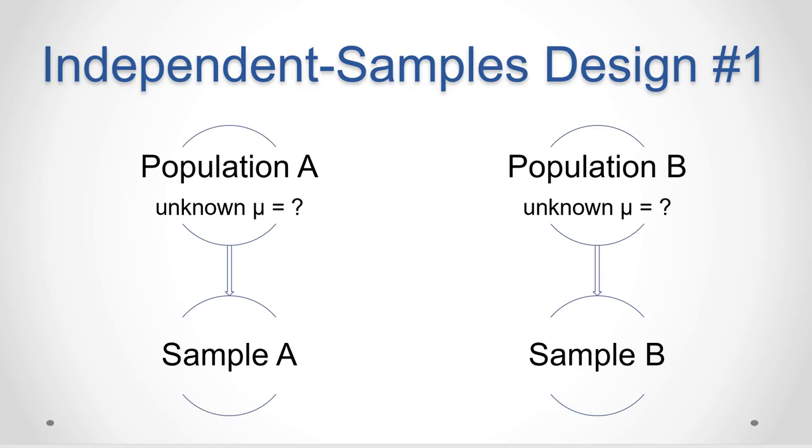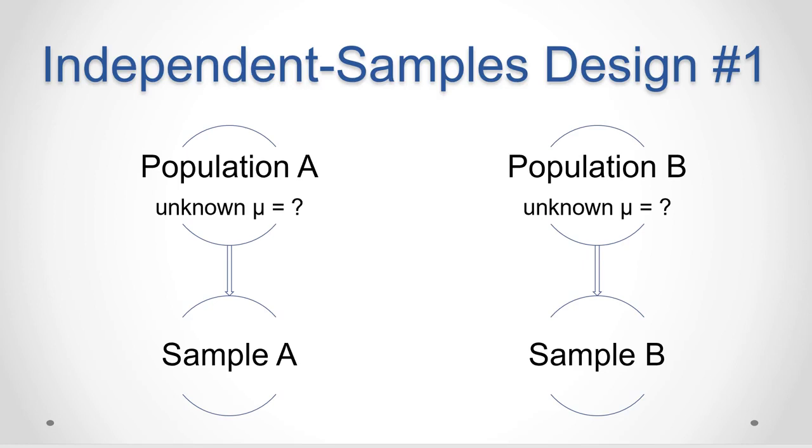Population A consists of students who pay for their college education with financial assistance, and population B consists of students who pay for their college education without financial assistance. Each sample is selected from a different population, so each sample constitutes a different group.